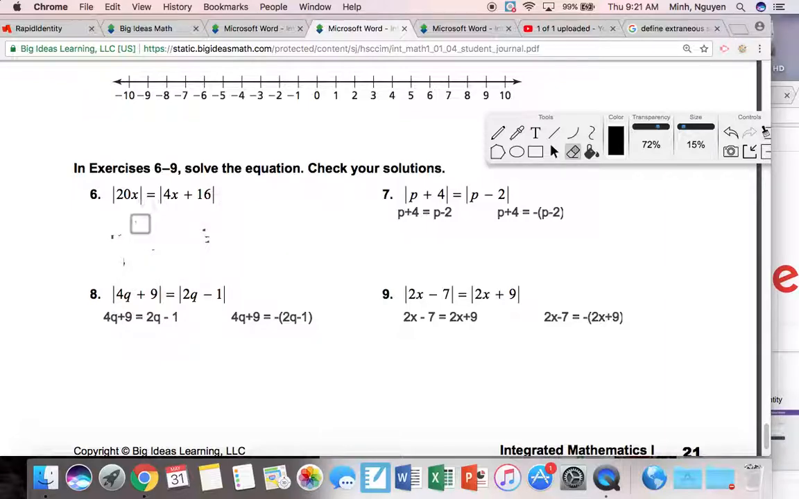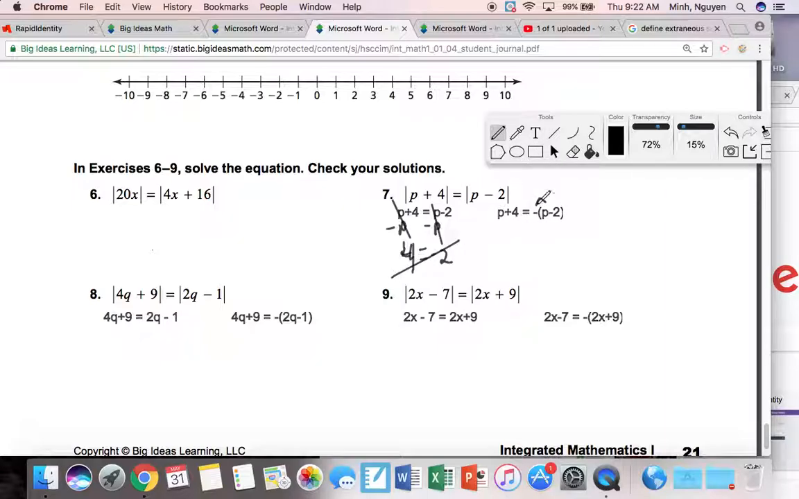The next one: p plus 4 is equal to p minus 2. Let's see. Subtract p, just because we can. You can bring it to the left or right side, but in this case there's none. 4 equals negative 2. Does that work out? Is that any solution? Is 4 equal to negative 2? The answer is no. Alright, so let's just move on to the next one.